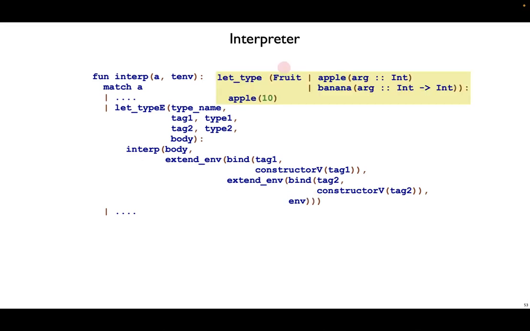With this example for a fruit type in mind, the fruit would be the type name. Then our 2 tags for the variants are apple and banana. And we can ignore the argument types because this is the interpreter. Those types are only important for the type checker, and we'll get to that later. The more interesting thing with the interpreter and let type is what happens when we apply a constructor.